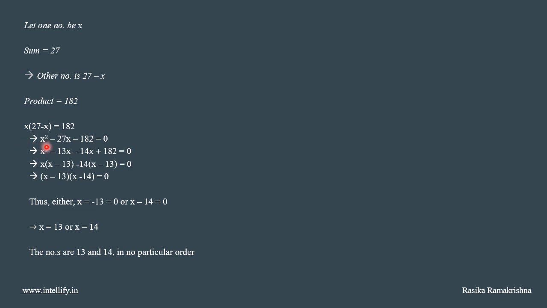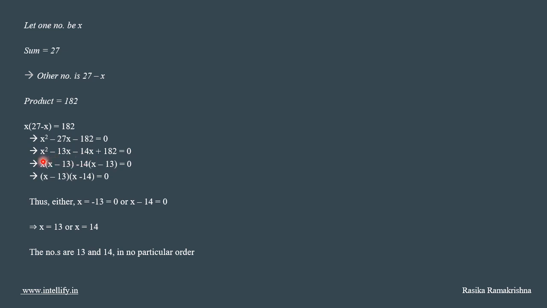So expanding, you have x square minus 27x plus 182 equal to 0. Your aim is going to be to split the middle term and factorize this polynomial in such a way that when you split the middle term, the sum of the two terms is going to be minus 27x and the product is going to be 182x squared. So you split minus 27x as minus 13x minus 14x. You can verify whether the sum is minus 27x and the product is 182x squared.